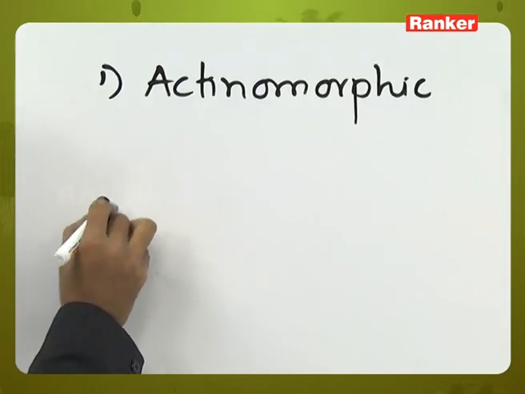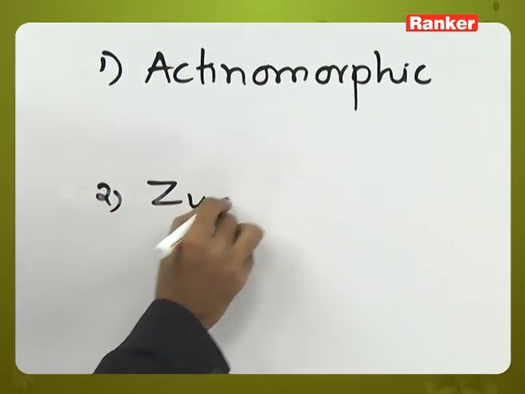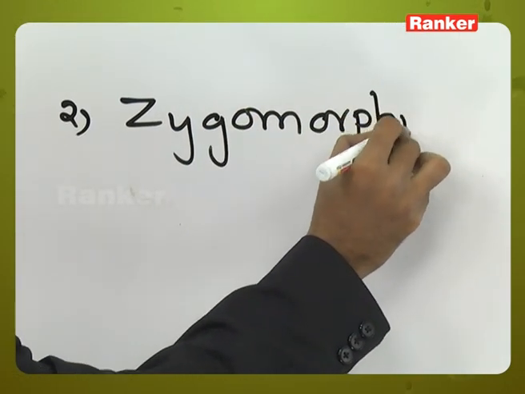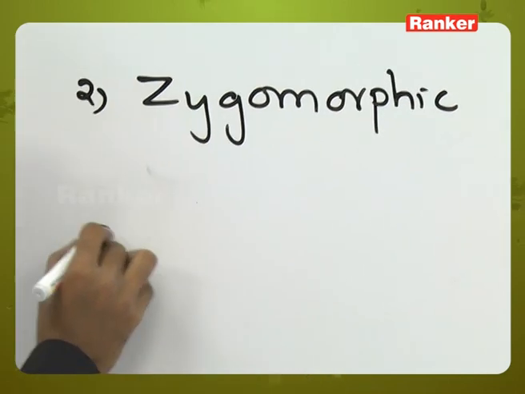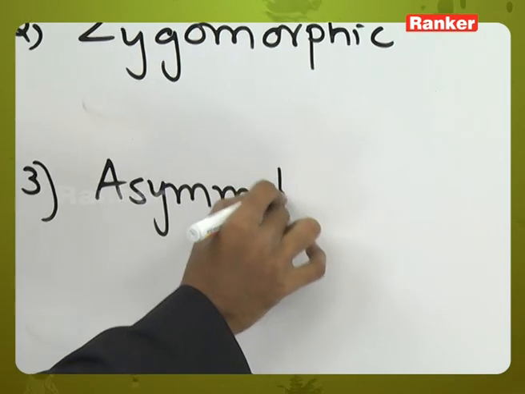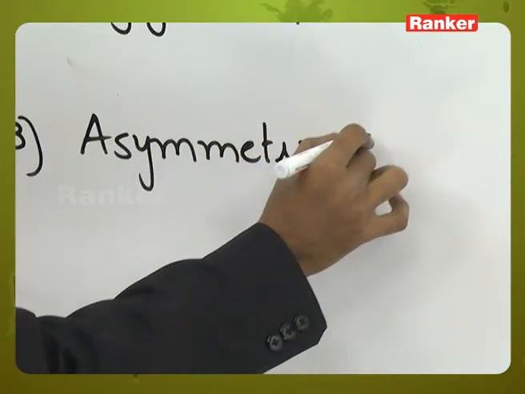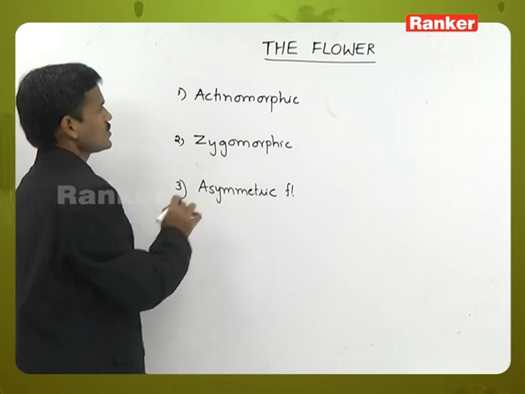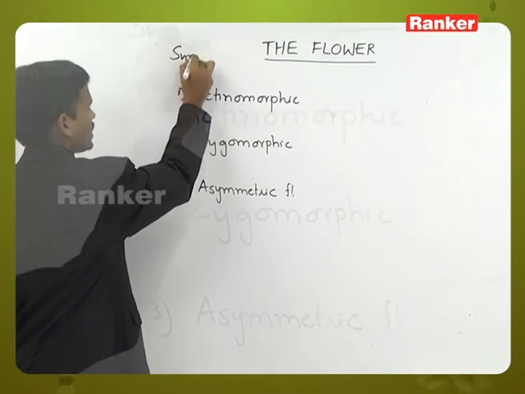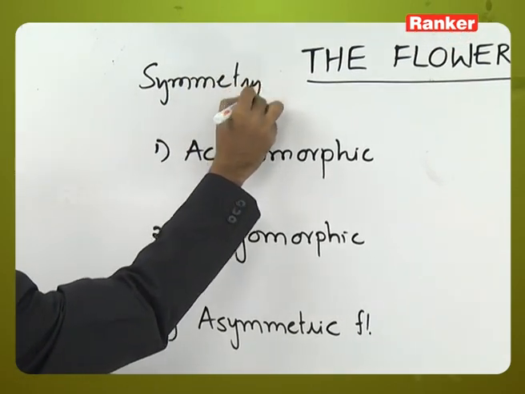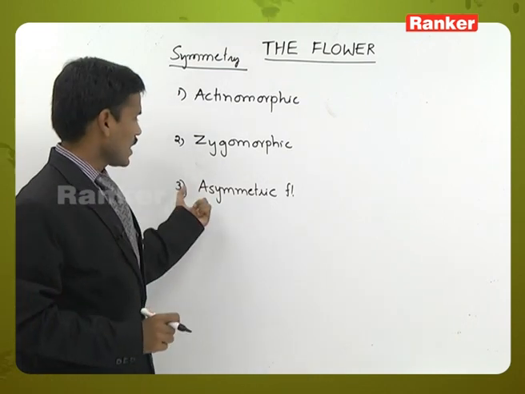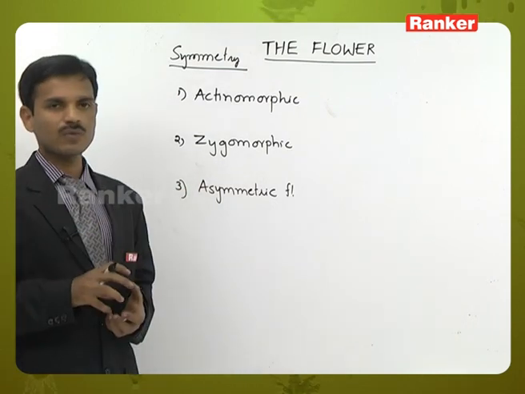And second one is zygomorphic. And the third one is asymmetric flower. So based on the symmetry, these are of different types: actinomorphic, zygomorphic, and asymmetric flower. So what is actinomorphic flower?